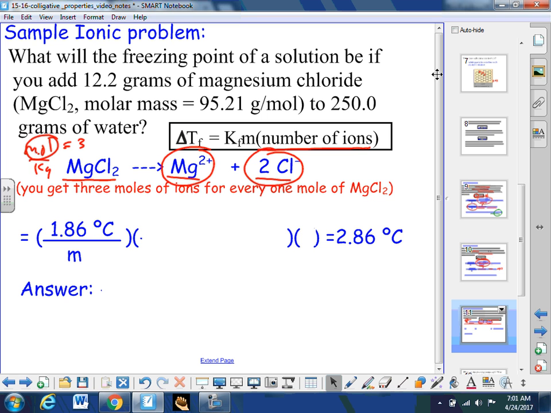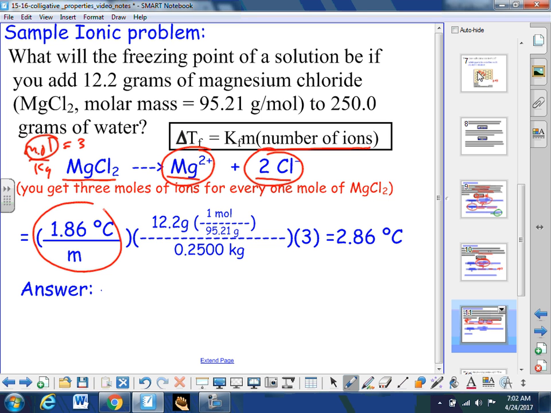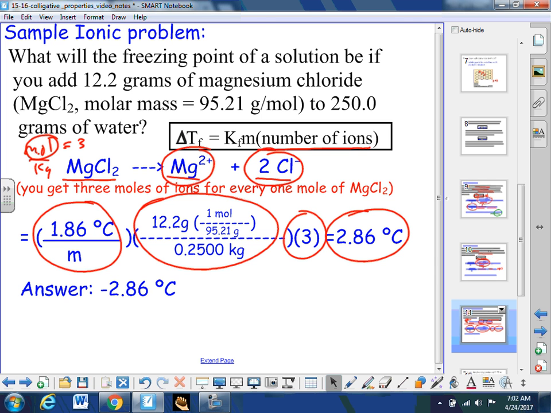Here's what the math looks like. We are doing freezing point depression, so we want to use the molal freezing point constant times the molality times the number of ions. And so it's the molal freezing point constant times molality times the number of ions gives me the freezing point depression. And then again, we just have to subtract that from 0 to get the final answer.